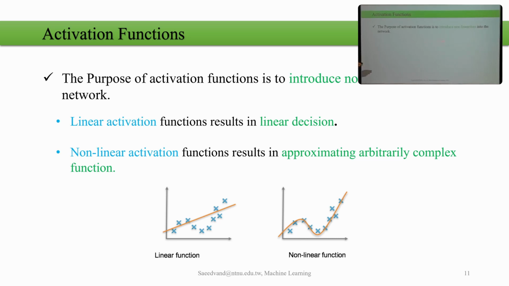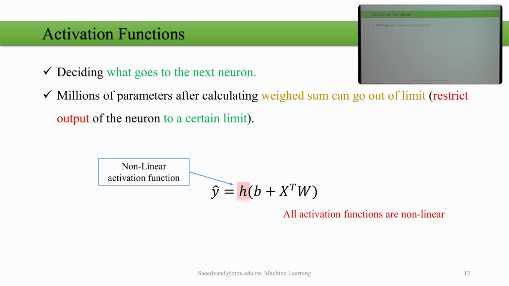The purpose of the activation function is to introduce nonlinearity into the network. Linear activation functions result in linear decisions. On the other hand, nonlinear activation functions allow approximating arbitrarily complex models, like the linear function we discussed over here and the nonlinear function over there. If our network wants to predict a nonlinear model, most of the time we want to add a nonlinear activation function in the equation, in place of that h, in order to do the prediction task. That's one note you should keep in mind.